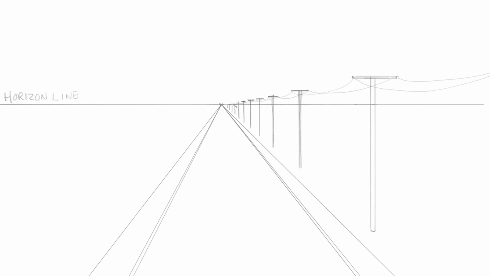Next, to add to that feeling of perspective, I'm going to draw the dashed line in the middle of the road. And to do that, I'm going to use the same method that I used with the telephone poles of making a rectangle and dividing the space. First, I'm going to draw two lines on the road that go off and meet the vanishing point. Next, I'm going to draw a box.